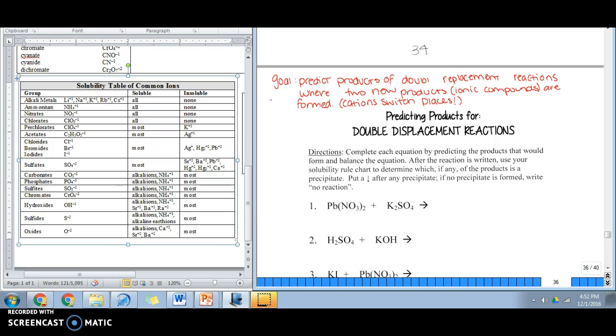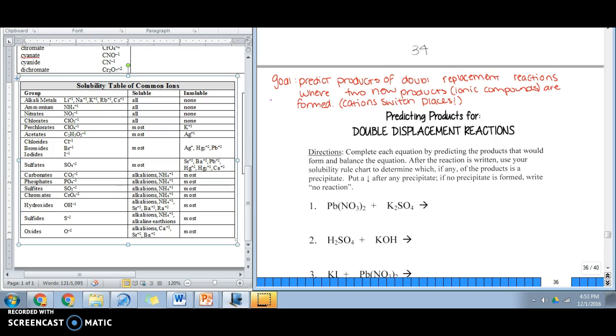The next type of reaction that we're going to predict products for is a double displacement reaction. And at this point, I'm going to also show you how to use the solubility table of common ions found on your green reference sheet below your list of polyatomic ions. So take a second, make sure you have that out. So at this point, our goal is to use the double displacement or double replacement reaction template to determine what our new products are going to be.